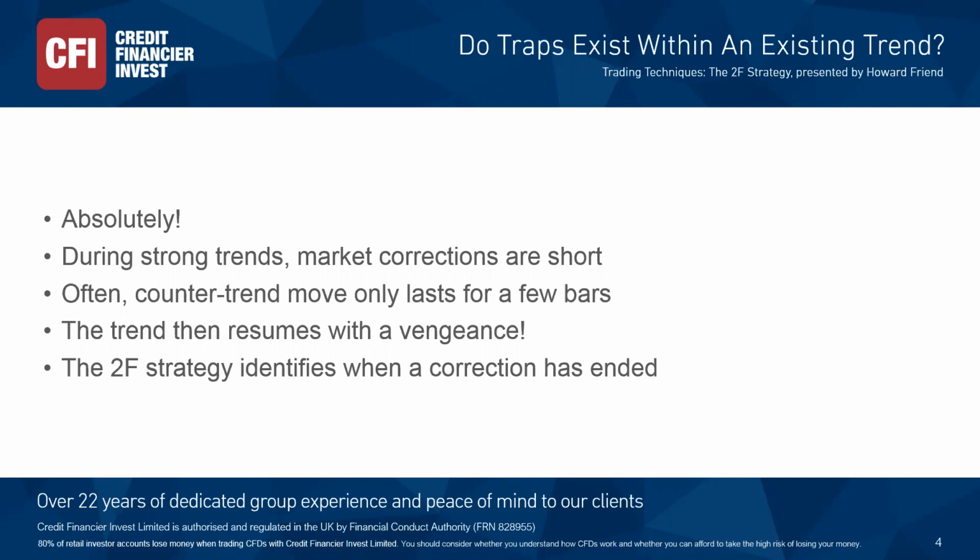So the 2F is really designed to help swing traders identify when a correction has ended and that the trend, or the momentum, or whatever you want to call it, that occurred just before the corrective move is about to resume. And that's what we can use to make money from.